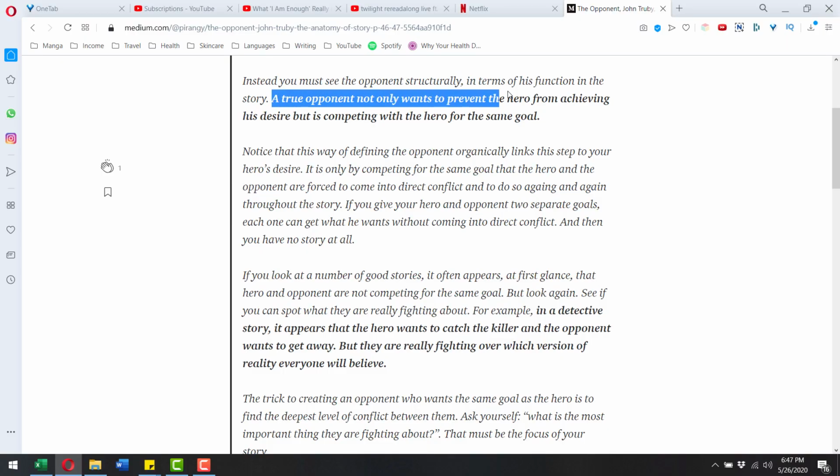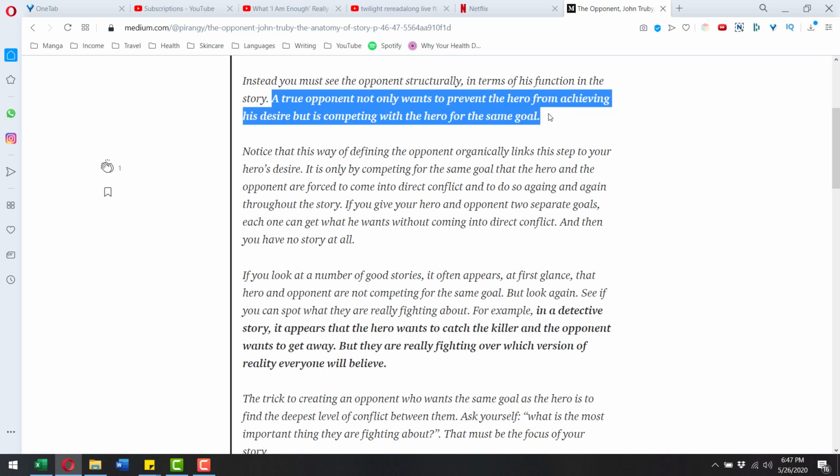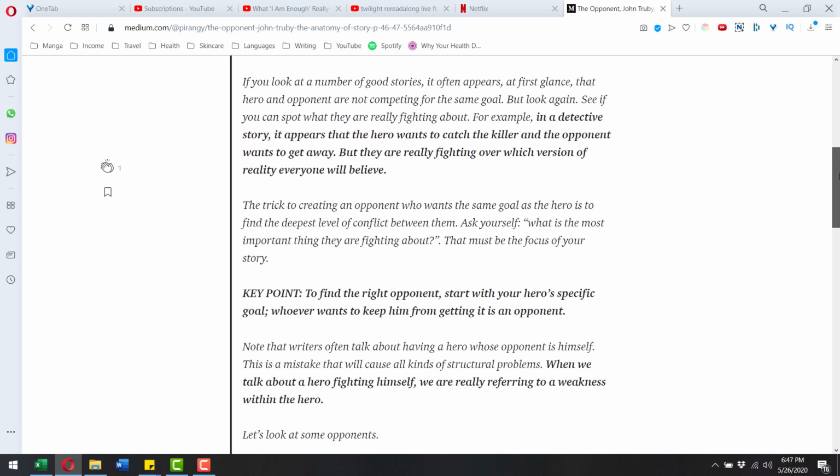What does the villain want? He uses a quote from The Anatomy of Story, which says, "A true opponent not only wants to prevent the hero from achieving his desire, but is competing with the hero for the same goal. Find the deepest level of conflict between them. Ask yourself, what is the most important thing they are fighting about?" What this means is that in order for the conflict to be really compelling, both the antagonist and the protagonist should be working towards achieving the same thing, and that's what brings them into conflict.